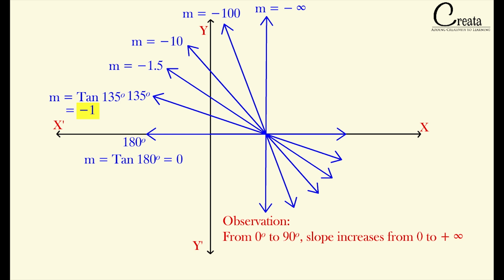Further, moving toward the 90 degree, its slope further decreases to minus 10, then further to minus 100, and at tan 90 degree, it is negative infinity. That is basically not defined. So we understood that if we move from 180 degree towards the 90 degree, the slope will decrease from 0 to negative infinity. Okay?